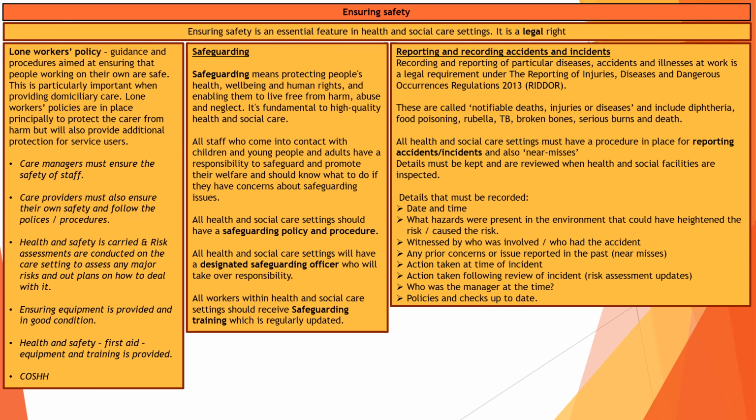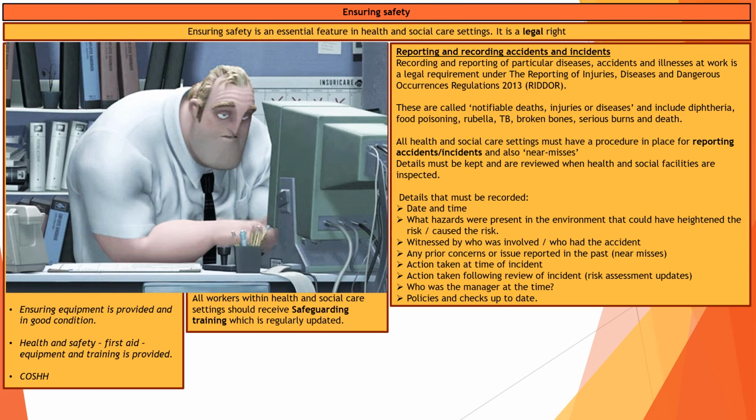When it comes to accidents as well, we have to make sure we are reporting them. So any accident needs to be reported. We use this system called RIDDOR. So it's the reporting of injuries, diseases, and dangerous occurrences. It was introduced in 2013. So essentially, any injury, any accident, anything that happens in the workplace needs to be recorded.